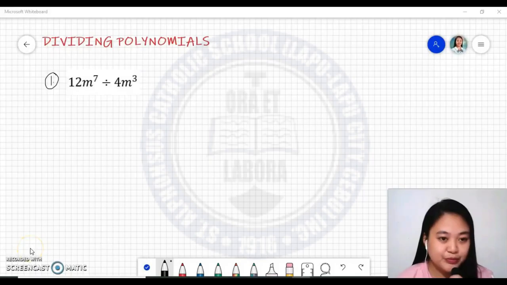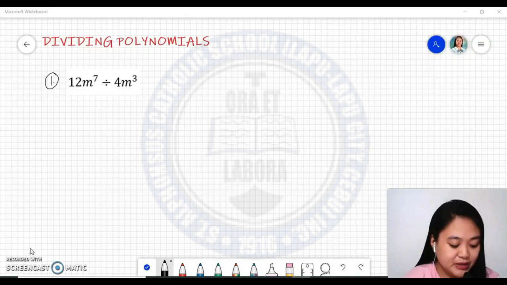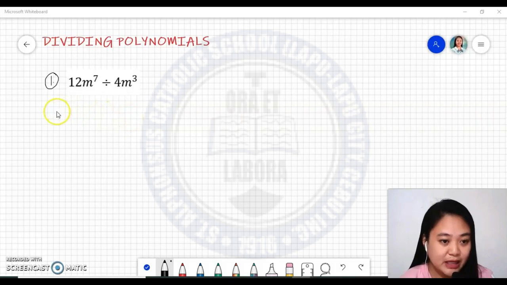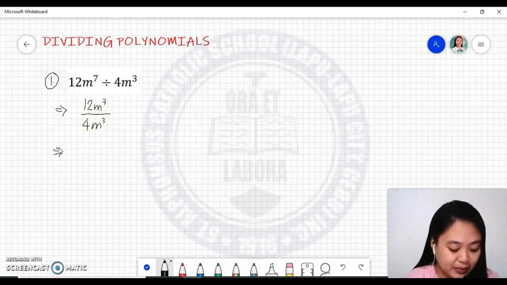Now let's move on to discussing dividing polynomials. Number 1. 12m to the 7th divided by 4m cubed. In dividing monomials, write the given in fraction form first. This given is not yet in fraction form, so we will rewrite this one in fraction form. So it will become 12m to the 7th divided by 4m cubed. In this way, it is easier for us to divide the monomials.